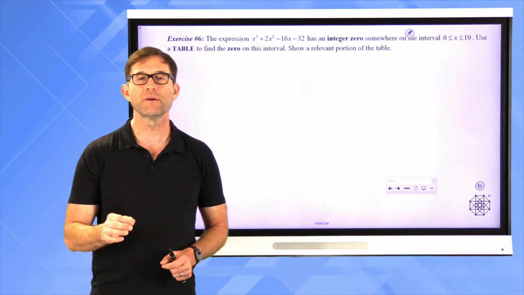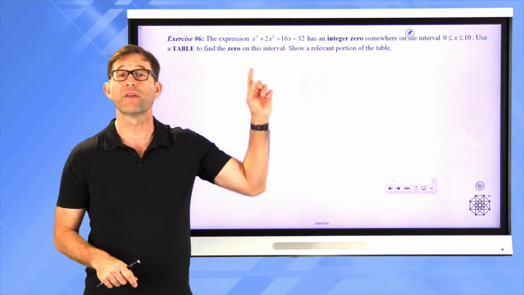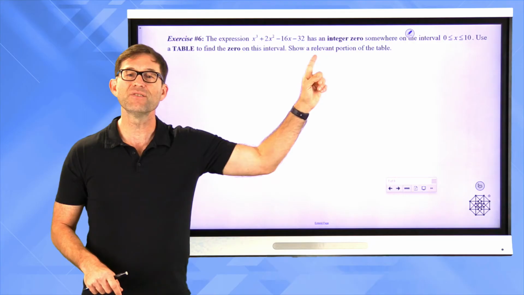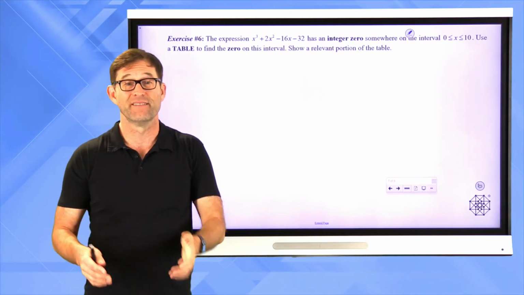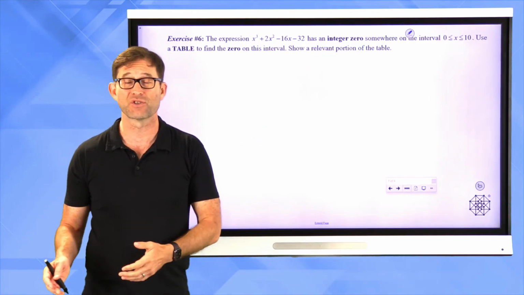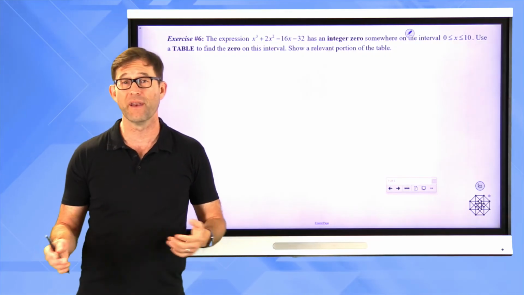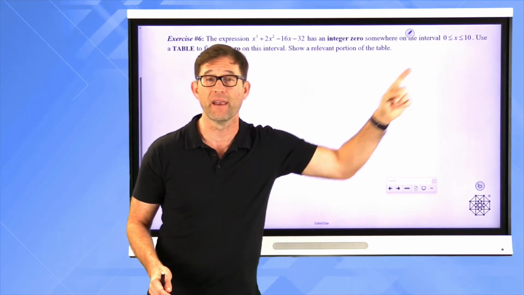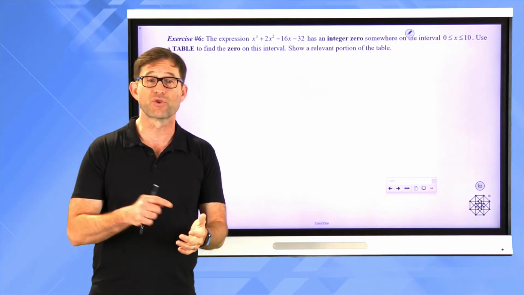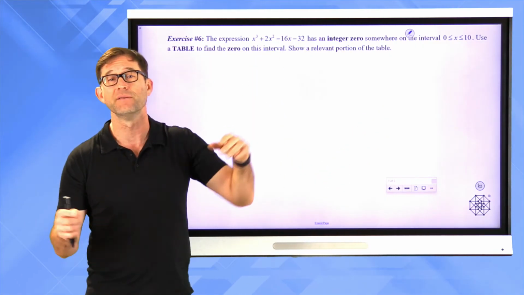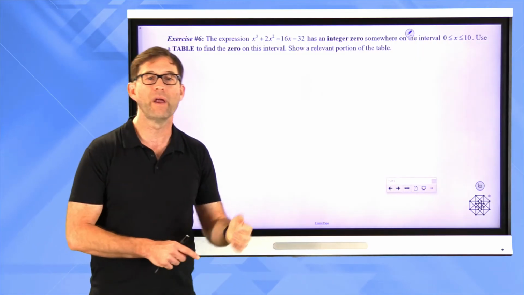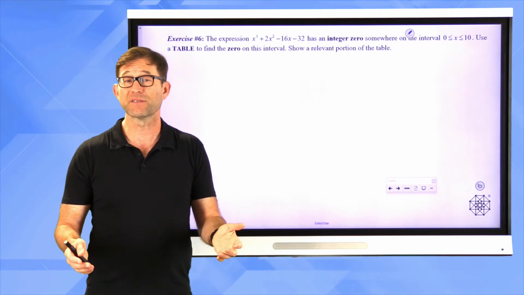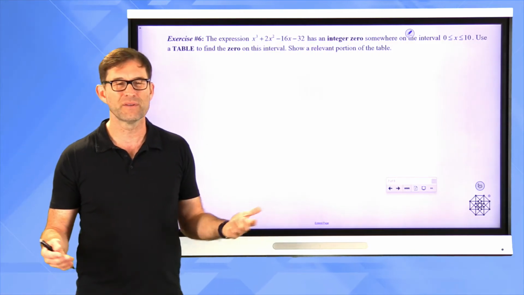Now remember, a 0 is simply a value of x that will give you an expression that's equal to 0. An integer 0 is a 0 that isn't fractional, it isn't irrational. It's a whole number, but it could be negative. Here it says it's an integer 0 somewhere on the interval 0 to 10. What I could definitely do is store 0 in x, type this in, see if it's equal to 0. Store 1 in x, type this in, see if it's equal to 0. That wouldn't be that slow, but it would take some time.